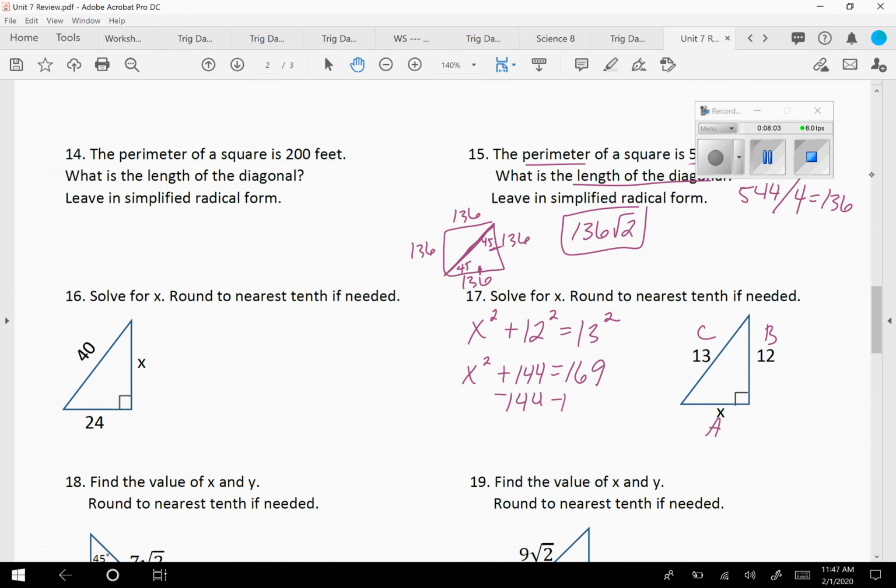Subtract. Remember, whenever they give you the hypotenuse, you're always going to be subtracting. So you get x squared. If you do 169 minus 144, you get 25. And then your last step is to square root. So x is 5.